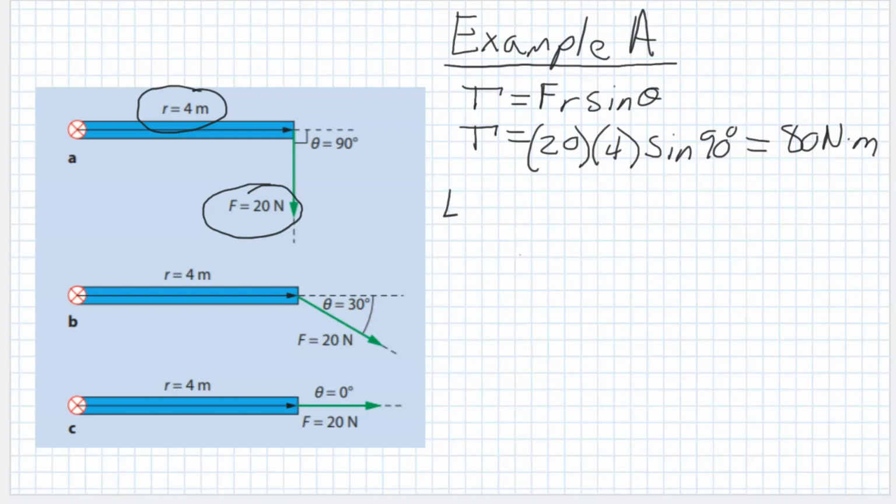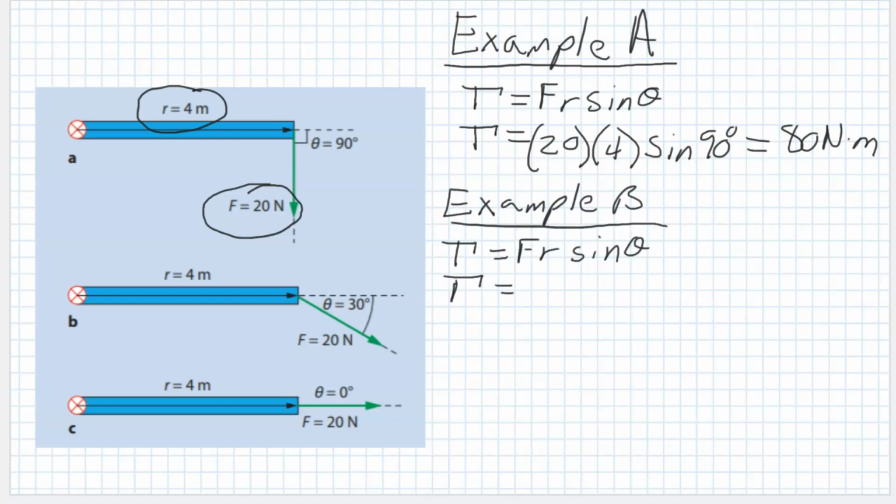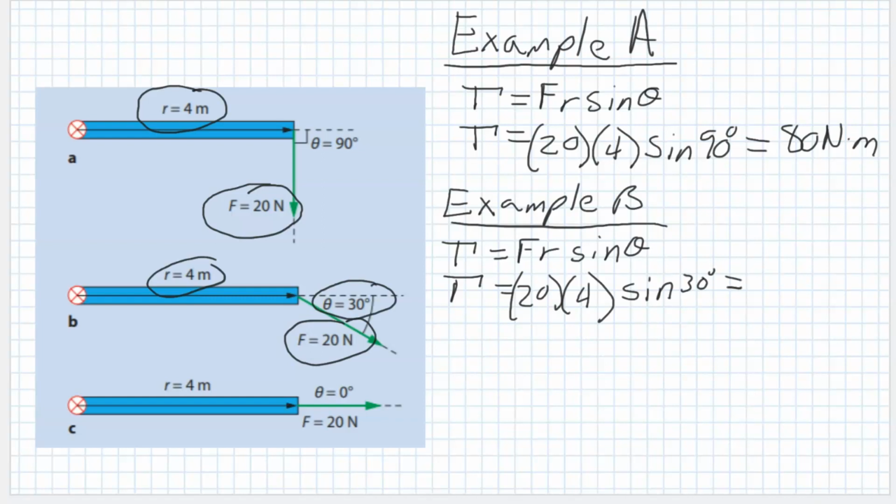Now let's look at a force not acting at 90 degrees. So let's go to example B. We'll use the exact same equation as we used before. So our force is still 20 newtons, and our force is still acting 4 meters from the axis, but now our force is acting at 30 degrees. So since this is less than 90, we would expect this torque to be less. And we find that the torque is 40 newton meters in this situation.